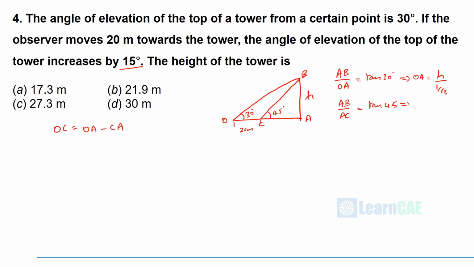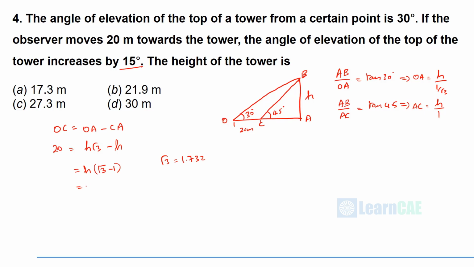Similarly, AC will be equal to AB, that is h, divided by tan 45, that is 1. We shall substitute this value here. OC is equal to 20 meter. 20 is equal to OA, that is h by 1 by root 3. That will become h root 3 minus CA or AC, that is h. We can take h outside. H will be in common. Root 3 minus 1. Root 3 is nothing but 1.732.